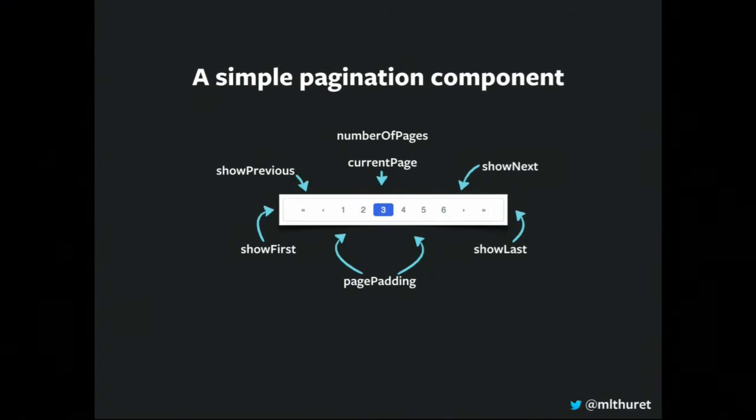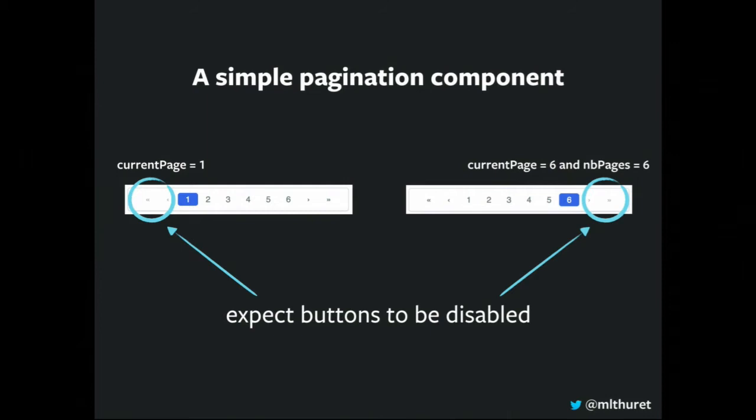You have the props that concern pages: the number of pages, the current page selected, the page padding. Then you also have props that deal with UI, like whether to display some buttons, like the show first button or the show last button. Depending on the combination of those props, you expect a different behavior. If you are at the first page, you will probably want to disable the show first and show previous buttons. Same thing at the last page: you will want to disable the show last and show next buttons.